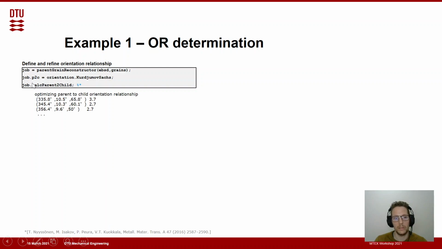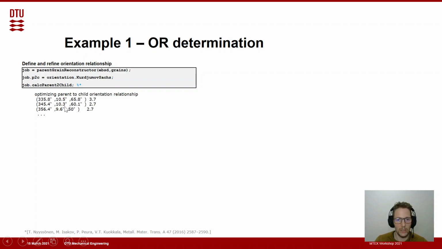So what we do is then we do job.calcParent to child, and this is a routine that iteratively checks how well the microstructure misorientations locally fit to this P2C, to this misorientation, and it will find the grains that fit very well to it and look at the actual misorientation of these grains and then make a new approximation for this P2C based on the actually observed misorientation. And then we basically iterate around and do this again and again and again.